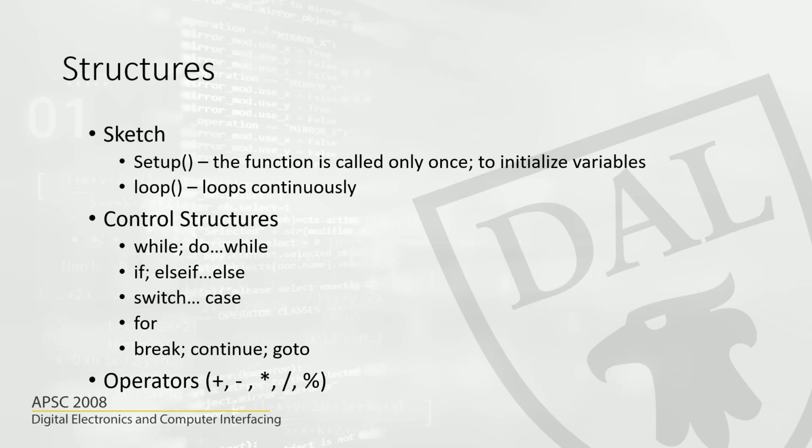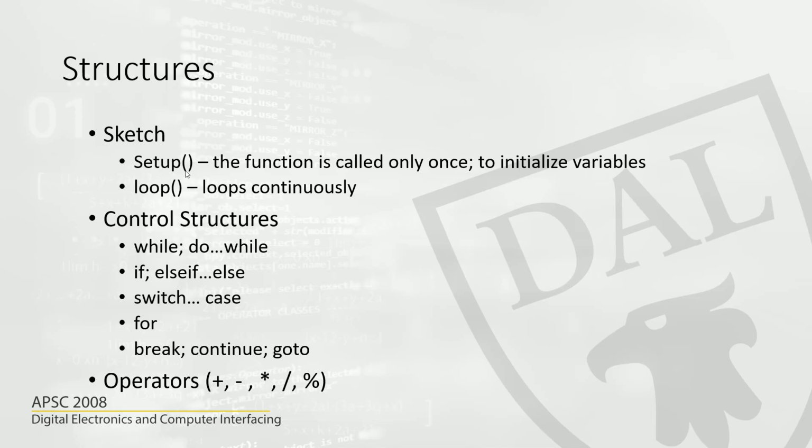So we are here in structures. This is the third component of a code, especially Arduino C. It has sketches, and then we have some control structures and operators. Those are some components of structures. We did talk about sketches already.